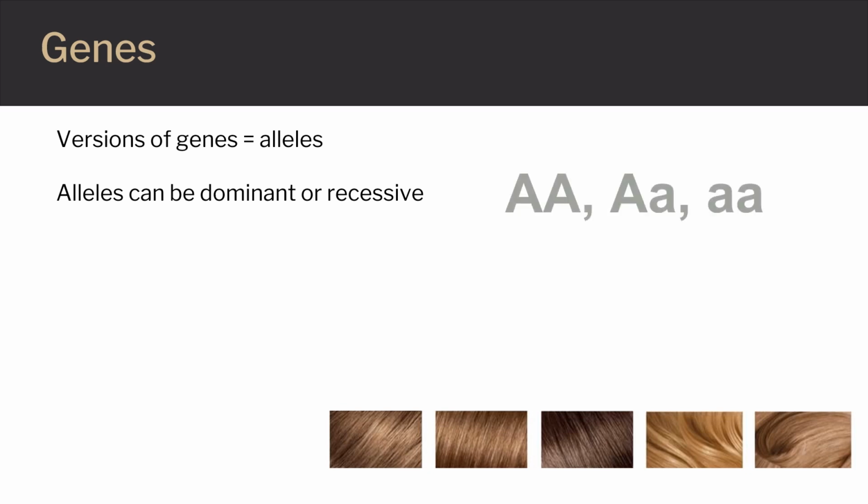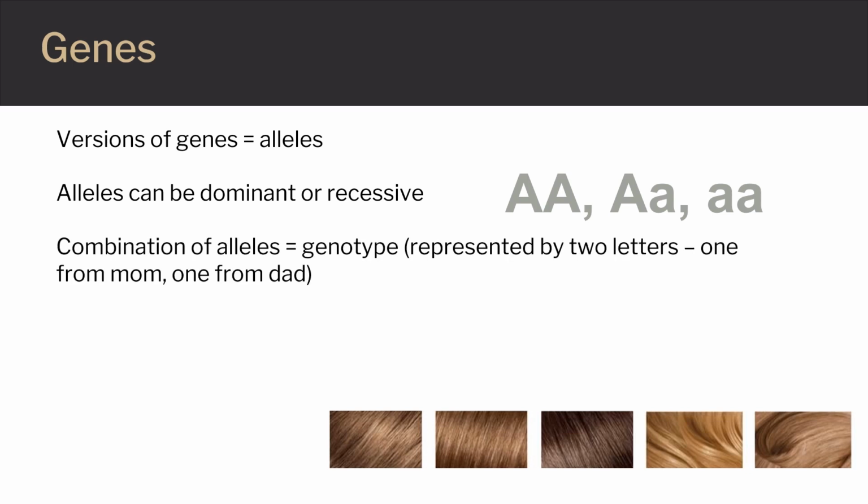For example, let's assume the letter A denotes hair color. In hair color, the color brown is dominant over blonde. This means that if the allele for brown hair is present, it will overpower the blonde allele, and the person will show brown hair. The combination of alleles from mom and dad are known as the genotype.